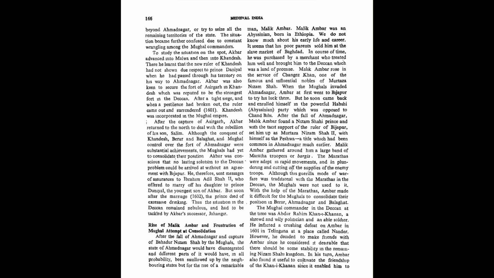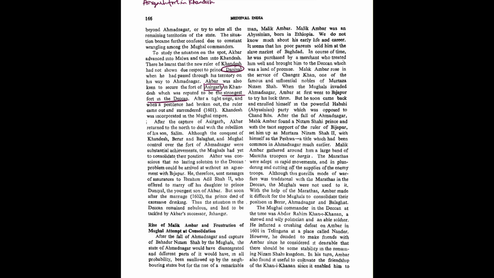To study the situation on the spot, Akbar advanced into Malwa and then into Khandesh. There he learned that the new ruler of Khandesh had not shown due respect to Prince Daniel when he had passed through his territory on his way to Ahmednagar. Akbar was also keen to secure the fort of Asirgarh in Khandesh, which was reputed to be the strongest fort in the Deccan. So this is Asirgarh Fort in Khandesh. After a tight siege and when a pestilence had broken out, the ruler came out and surrendered. Khandesh was incorporated in the Mughal Empire.